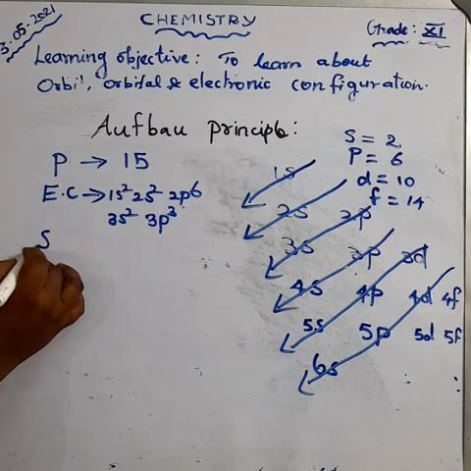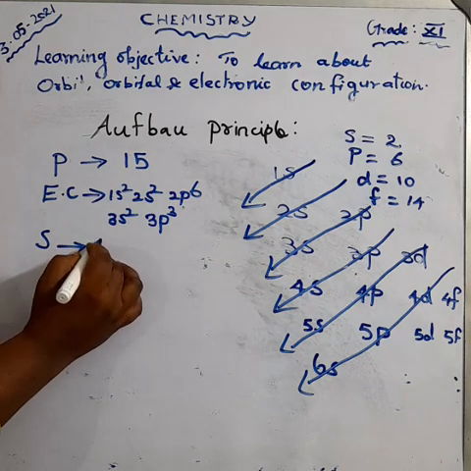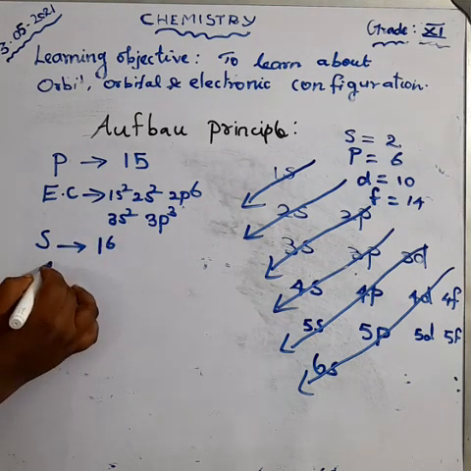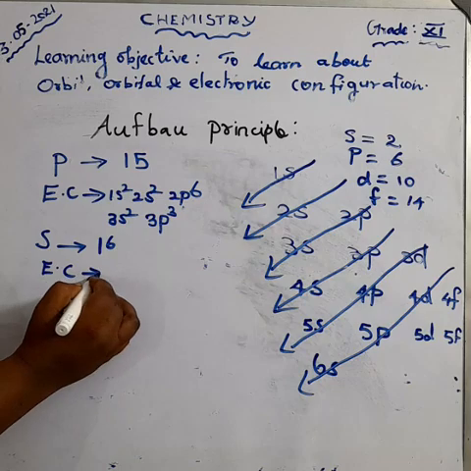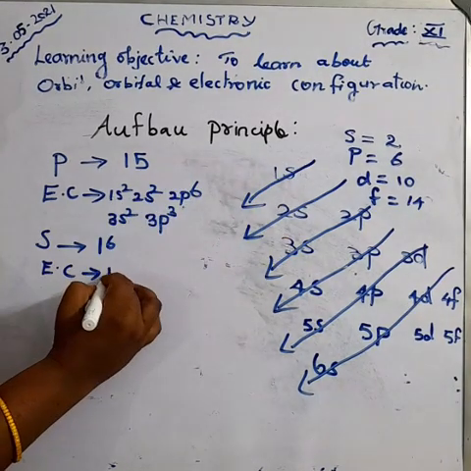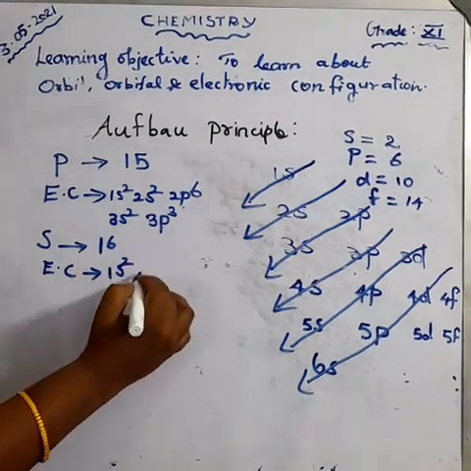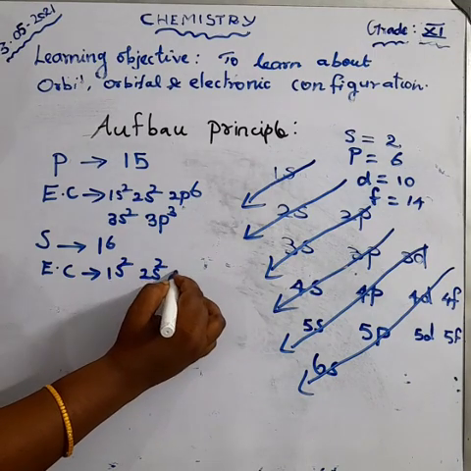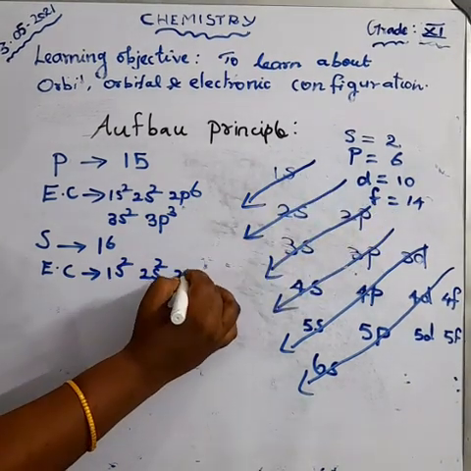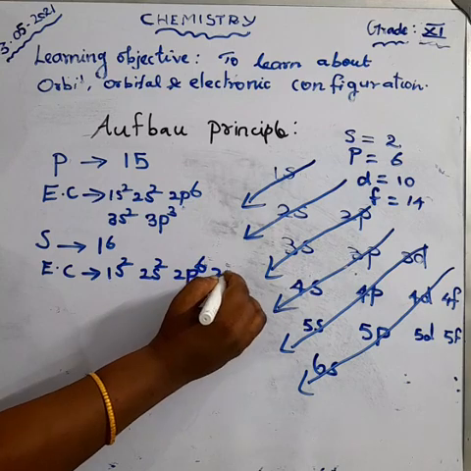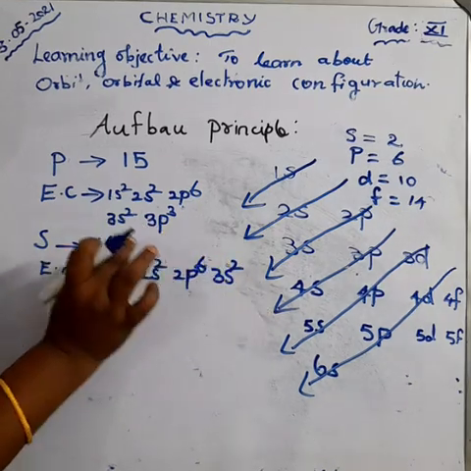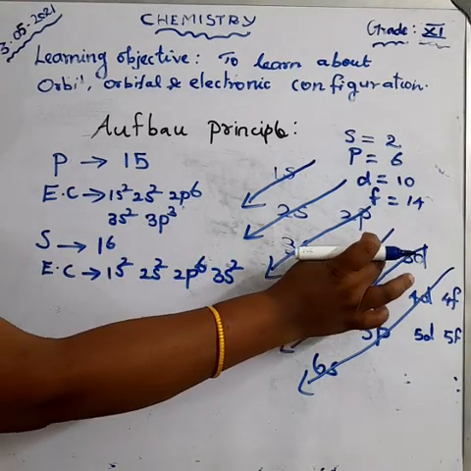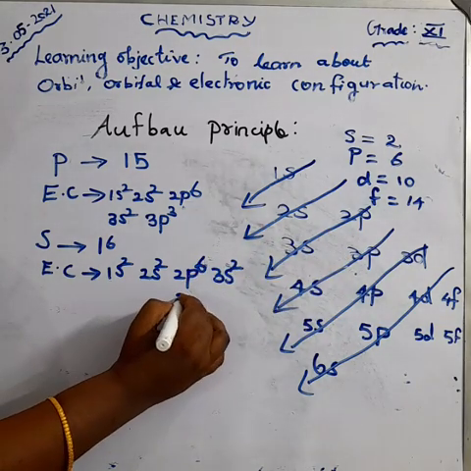And then sulfur. Sulfur atomic number 16. So electronic configuration for sulfur: 1s2, 2s2, 2p6, 3s2 and remaining 4 electrons are there. 4 electrons we can occupy 3p4.